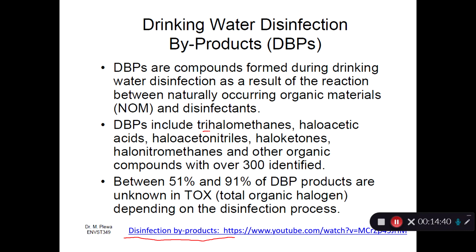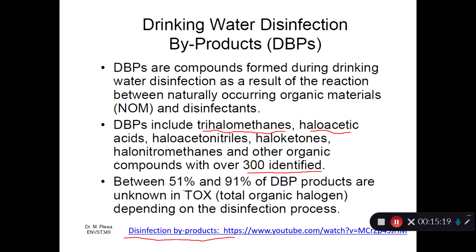One of the most important classes of disinfection byproducts are the trihalomethanes, which includes chloroform. You also get haloacetic acids, right? Halo means halogen. Chlorine is a halogen. So chlorinated acetic acids, also sometimes brominated acetic acids, haloacetonitriles, haloketones, halonitromethanes, and there's just a whole plethora. Over 300 have been identified. There's almost an infinite number of these disinfection byproducts, and because if you're using chlorine or chloramine, they're mostly going to be halogenated compounds.